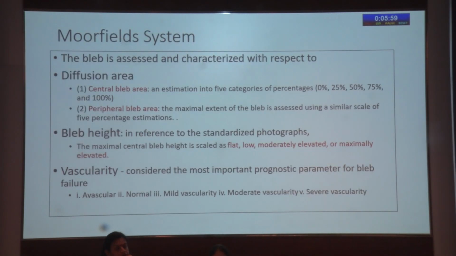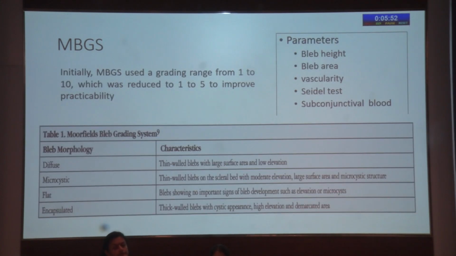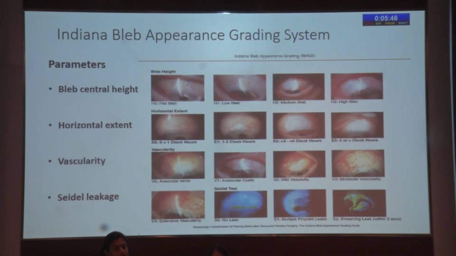So this is a bleb. According to Moorfield's system, we can grade this bleb. We all know about this, so I'm not going to detail. They can be classified as diffuse, microcystic, flat, or encapsulated. The next system is the Indiana bleb. These are the systems which are used commonly.